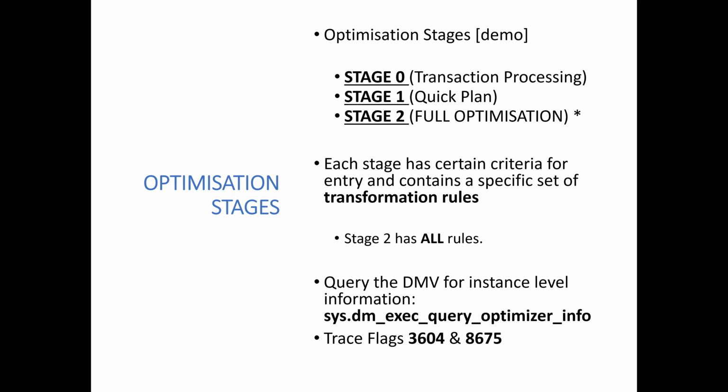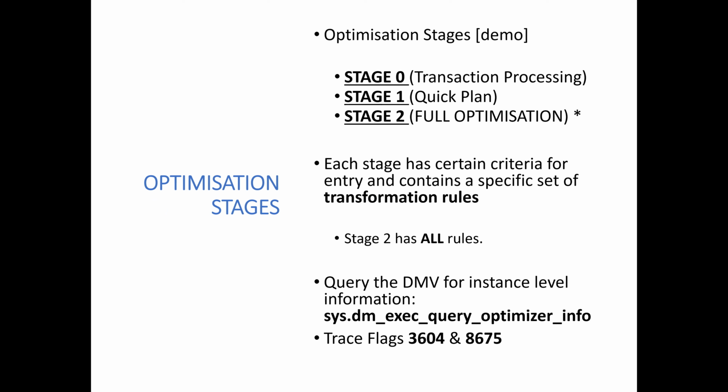So if it doesn't time out, it'll then go through the optimization stages. So this is essentially what full optimization is. It contains 3 stages of its own. Stage 0, which is transaction processing. So this is where all the OLTP type optimizations are.